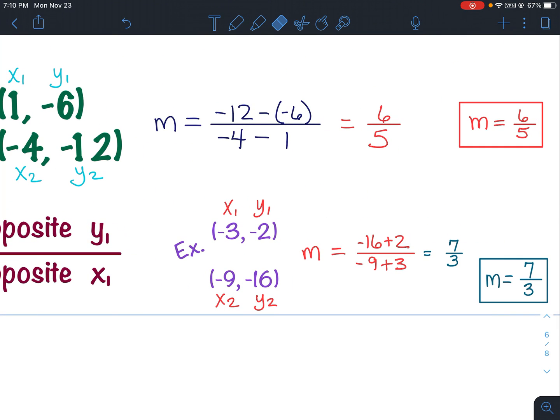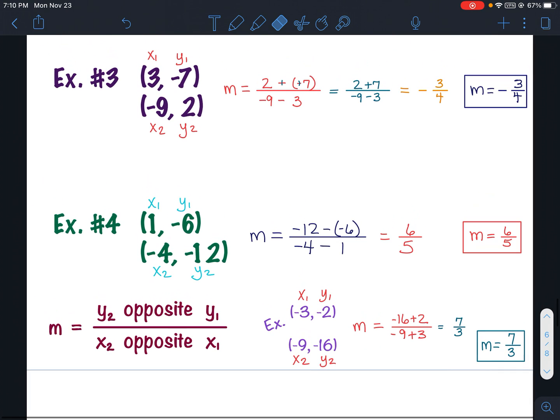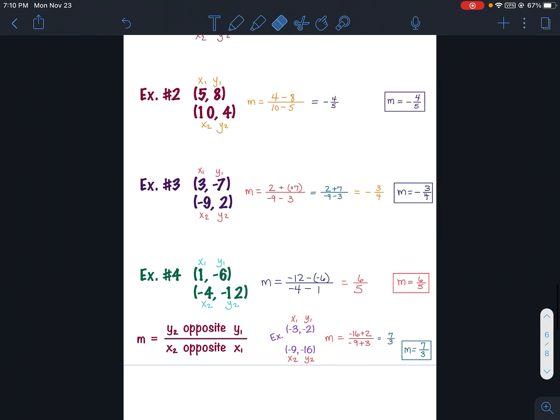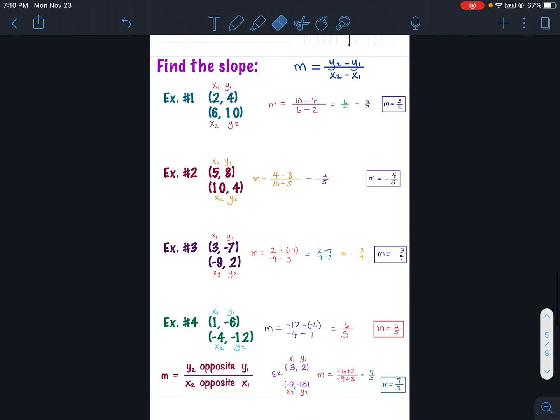All right, so I know I threw a lot of different ways of doing this at you in those last 3 examples, but you can decide which way is best for you. All right, the original formula is y2 minus y1 over x2 minus x1. But that subtraction could also be thought of as the opposite of. Whatever you need to do to make sure you get the correct answer, that's what matters, all right? So you do it the way that you best understand. If you have any questions on the examples on the back of the notes, let me know.